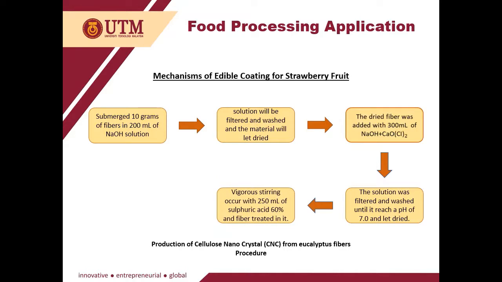250 ml of sulfuric acid 60% undergoes vigorous stirring for 30 minutes at 55 degrees Celsius with the fiber treated in it. After that, the hydrolysis reaction was stopped and the sample was centrifuged until the CNC were in suspension. 72 hours of dialysis will be done to the suspended solution.